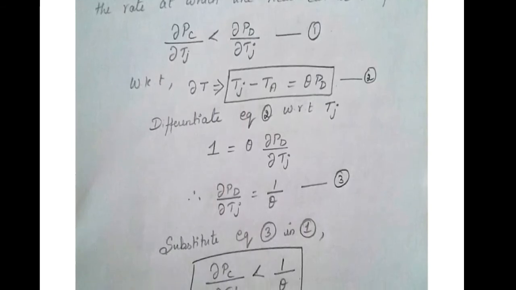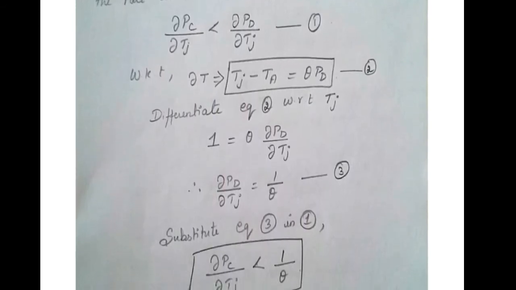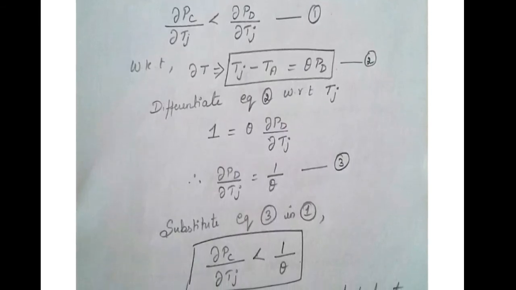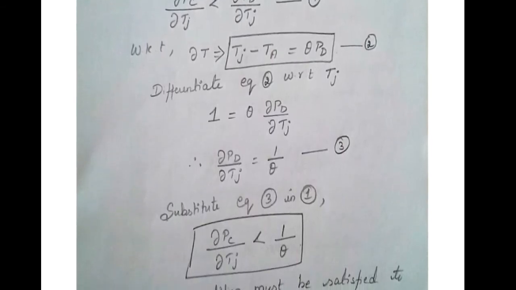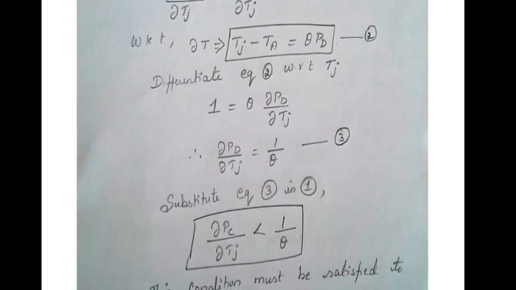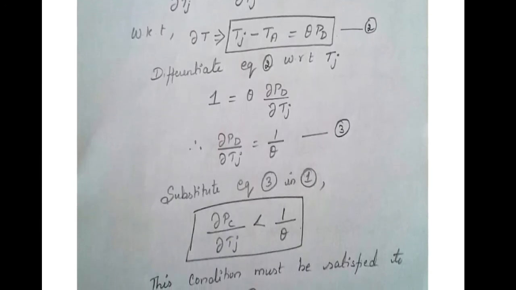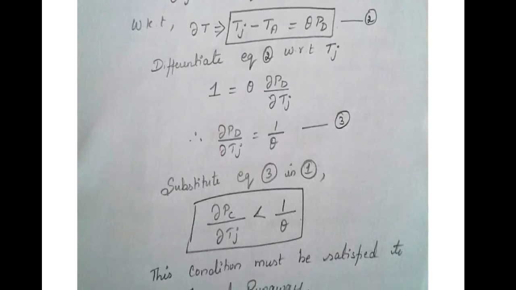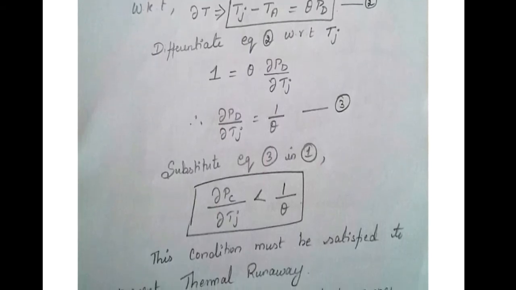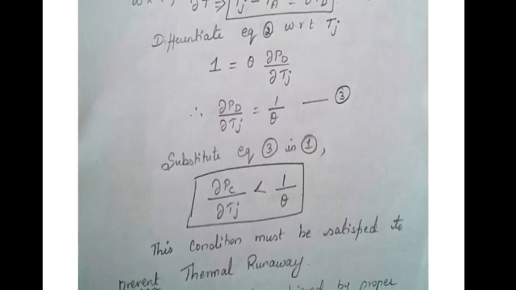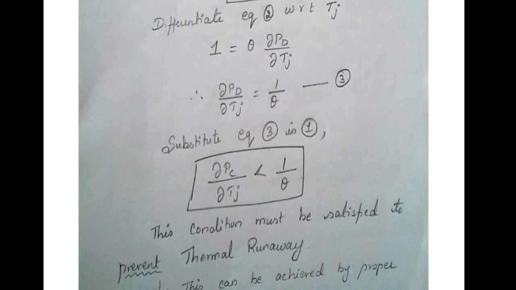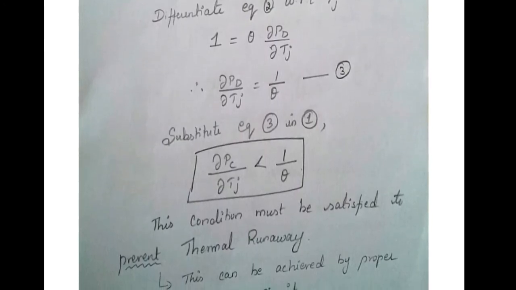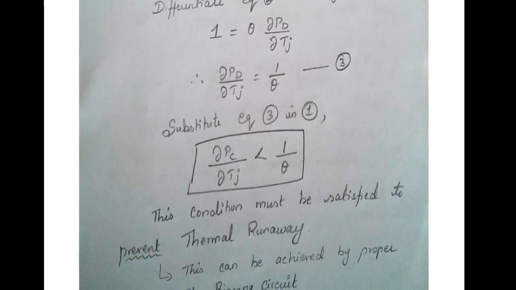which is equal to θPd. So, if we differentiate that equation with respect to Tj, we get 1 for Tj, which is equal to θ ∂Pd/∂Tj. So, from this we can get ∂Pd/∂Tj = 1/θ, which is taken as the third equation. When we substitute this third equation in the first, we get ∂Pc/∂Tj must be less than 1/θ, that is it must be less than the inverse of the constant of proportionality. This condition must be satisfied to prevent thermal runaway.